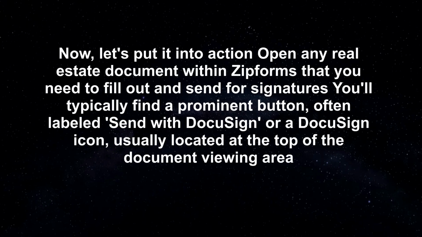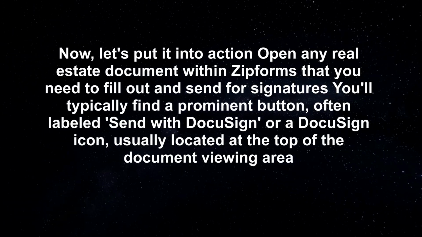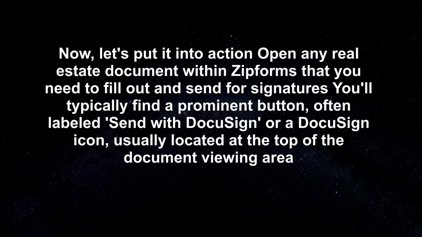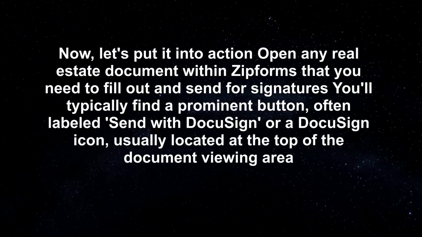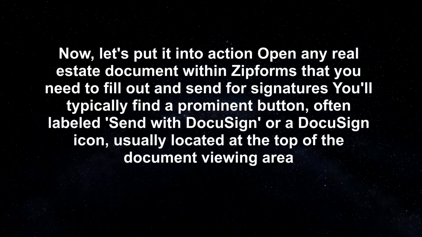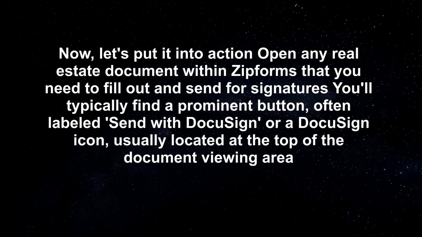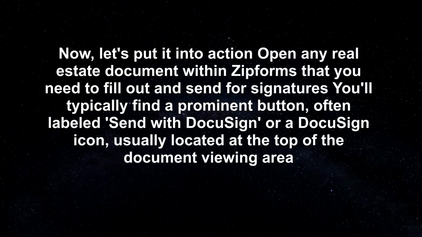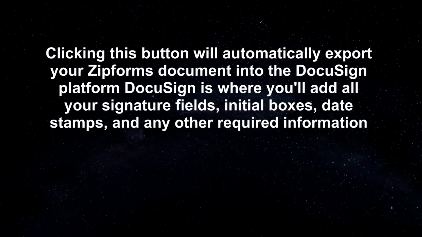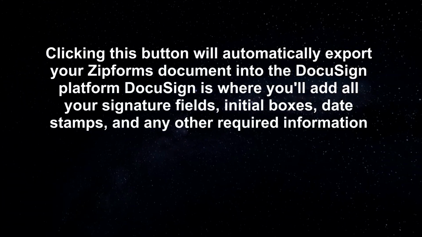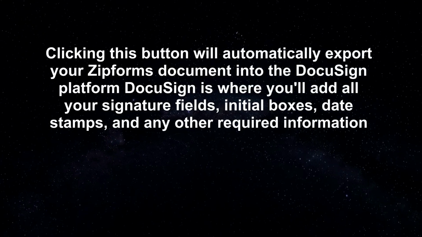Now, let's put it into action. Open any real estate document within ZipForms that you need to fill out and send for signatures. You'll typically find a prominent button, often labeled Send with Docusign, or a Docusign icon, usually located at the top of the document viewing area. Clicking this button will automatically export your ZipForms document into the Docusign platform.